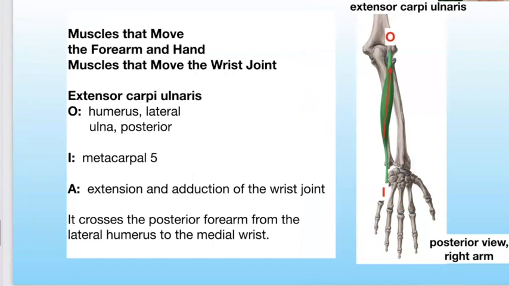Okay, the extensor carpi ulnaris, the origin is on the lateral humerus and the posterior ulna.